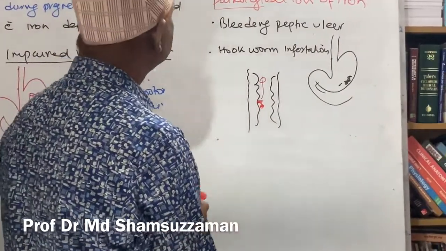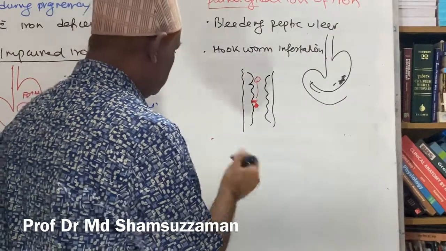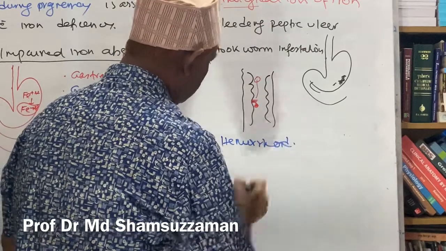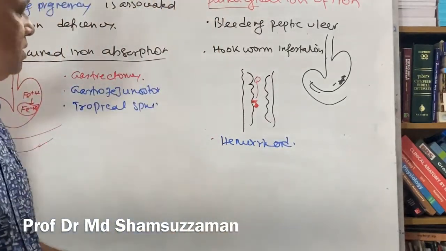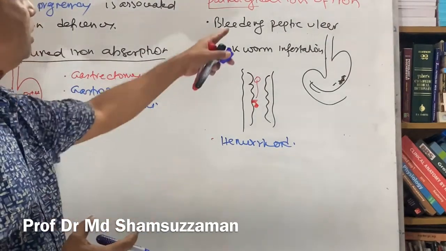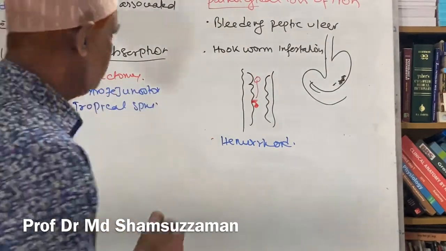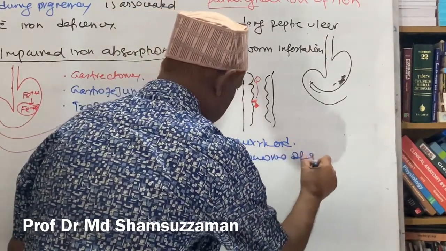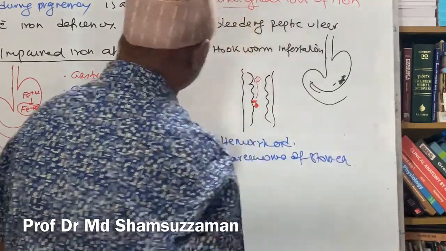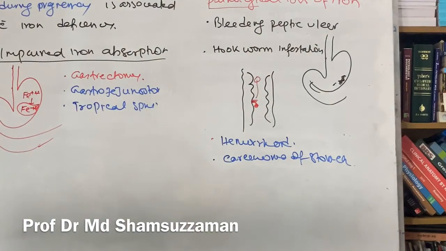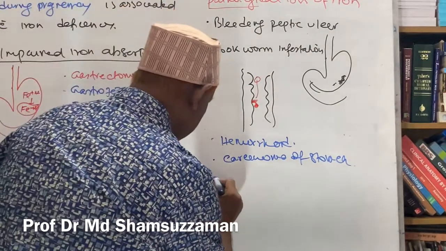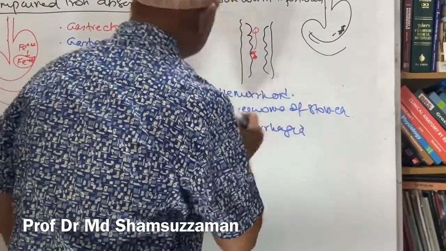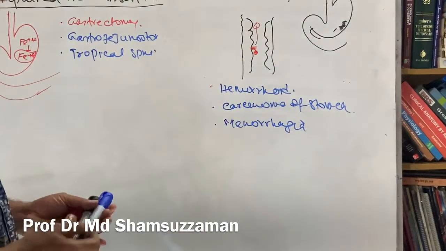Then bleeding hemorrhoid. You know, hemorrhoid is nothing but piles. If there is bleeding regularly, there will be loss of iron and it will lead to iron deficiency anemia. Then carcinoma of stomach. Cancer or carcinoma of stomach will lead to blood loss, pathological iron loss. Again, in females, menorrhagia. So these are the important causes of pathological loss of iron.